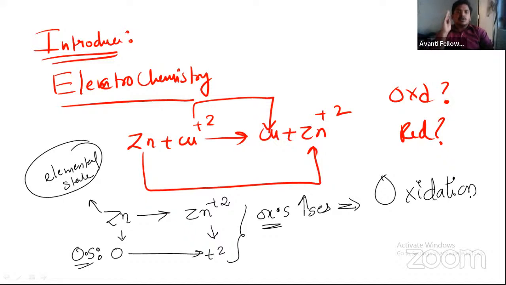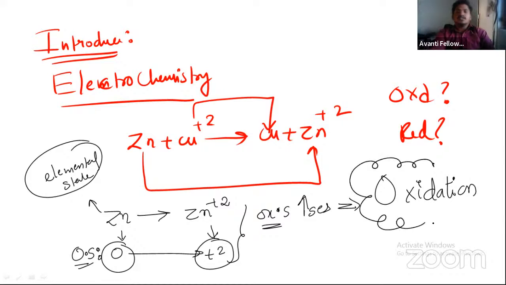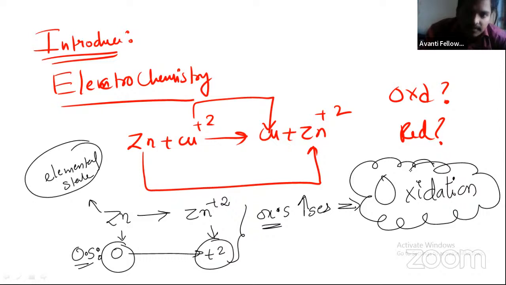Understand the logic of why we call it oxidation. Very simple: you have observed it is 0 and it is becoming +2. That means the oxidation state increases. If the oxidation state increases, that is nothing but oxidation. Clear? I hope everybody is clear with this.